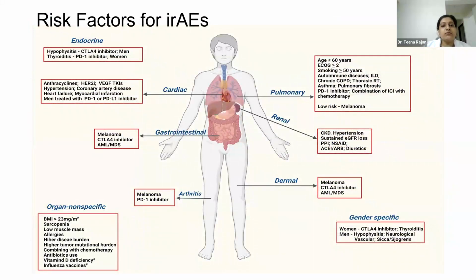So are there any risk factors for development of immune-related adverse events? As we all know, any sort of autoimmune disease can be triggered with the use of these immunotherapeutic drugs. So at baseline, if you're having any form of hypophysitis or thyroiditis, you are more prone to get immune-related adverse events. For cardiac events, prior treatment with anthracycline, HER2 agents, VEGF TKIs are all risk factors. Pulmonary, same: obese patients, smokers, any form of restrictive or obstructive airway disease in the past are again at high risk of developing pulmonary toxicity. Again, you have certain non-organ-specific criteria like high BMI, sarcopenia with low muscle mass index, previous allergies, high tumor burden or high disease burden when you're combining it with immunochemotherapy, vitamin deficiency, and certain vaccines.